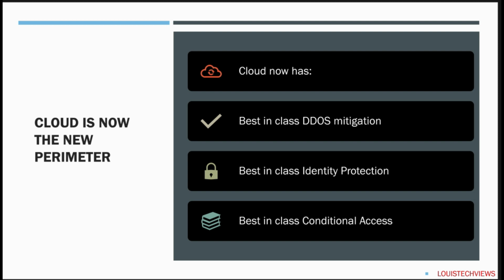Best-in-class identity protection, using things like Azure AD and the various services that come with that. And then best-in-class conditional access, again leveraging Azure AD and its features to provide conditional access for your end users who are coming in and accessing your on-premise applications through the Azure AD Application Proxy.